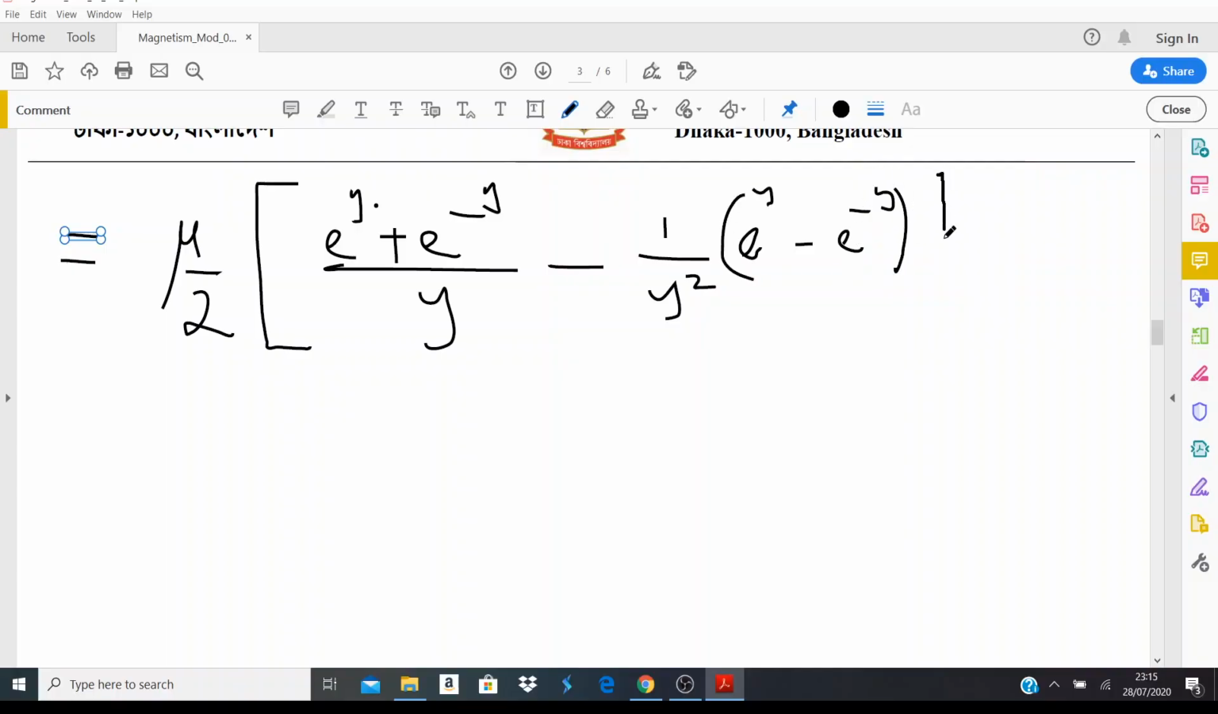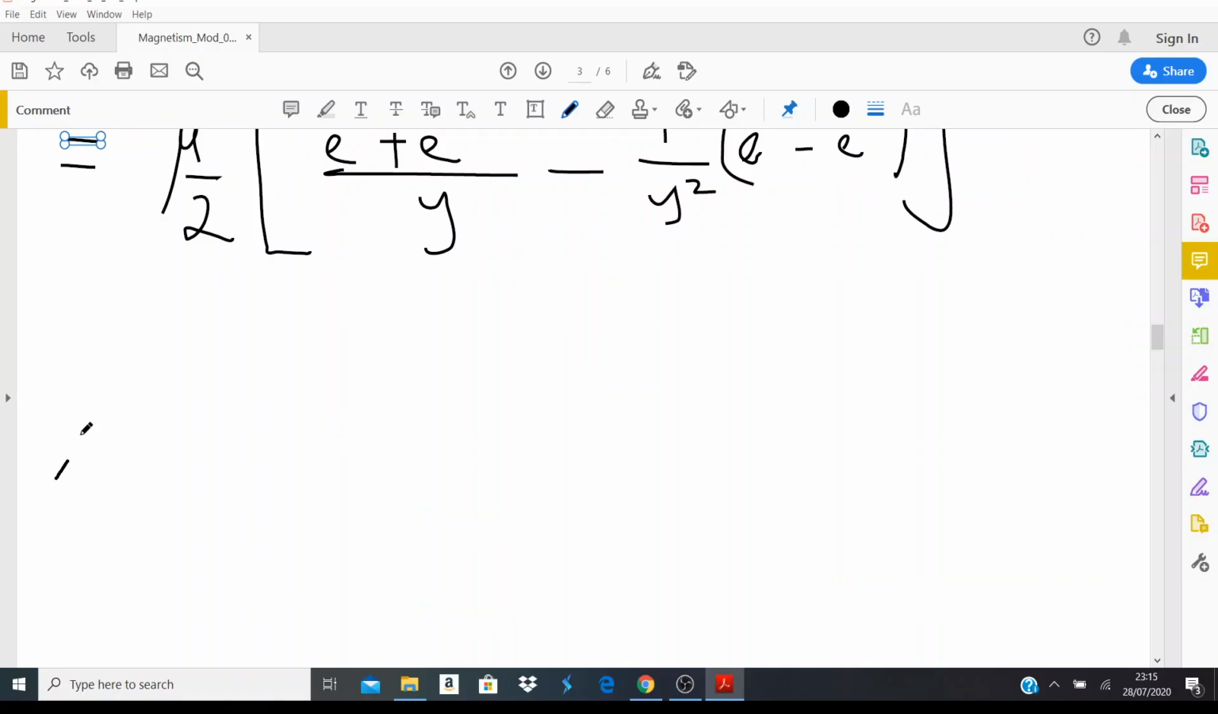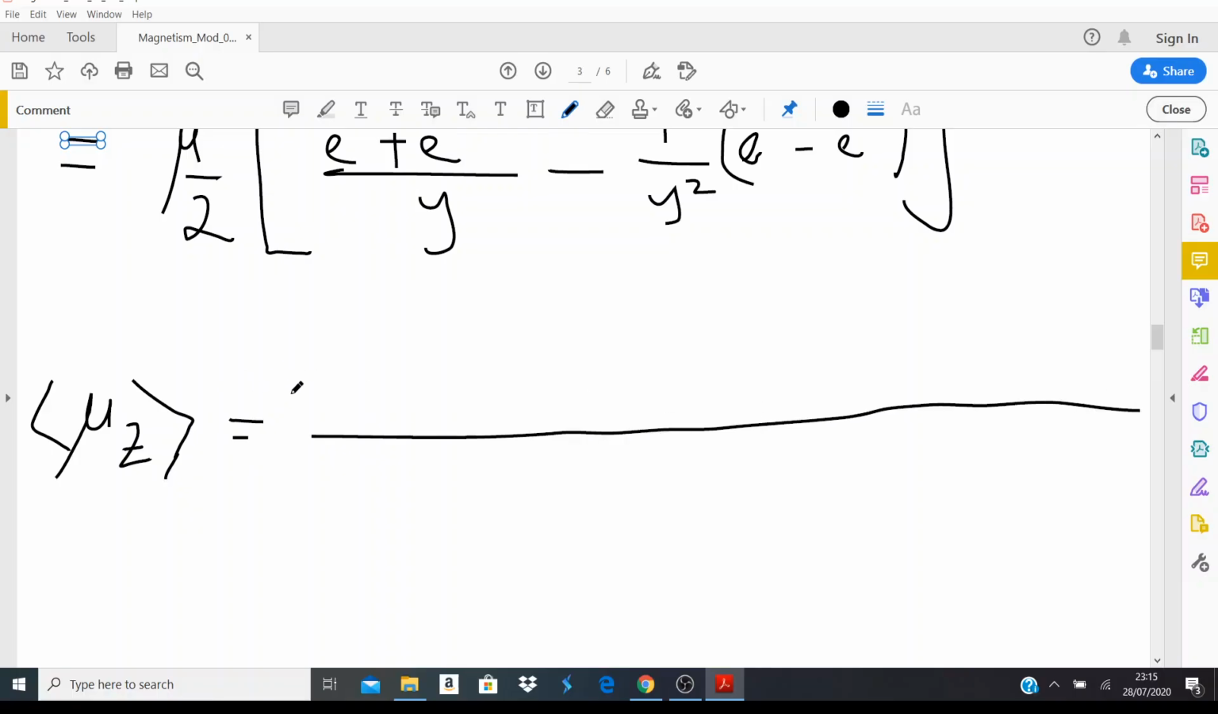Just put the limit in the previous expression and you will find this result easily. So that's the result of the numerator, and we know what the denominator is, right? I hope you have it written down somewhere. So let's now find the value of the expectation value. We know the numerator and the denominator. Let's put the values here.